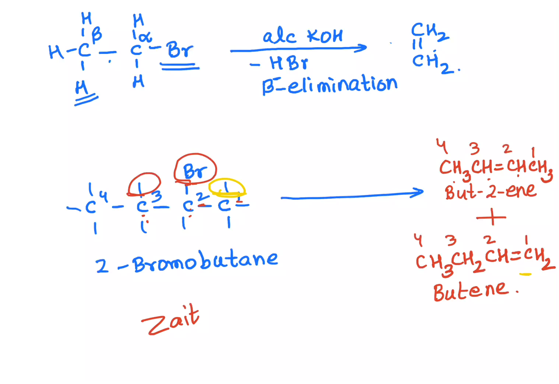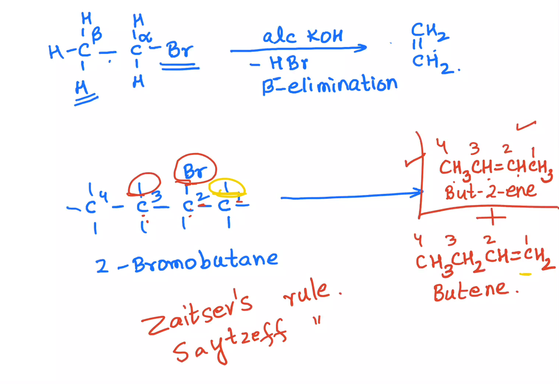Again, please close your eyes and try recalling the Zaitsev rule, which says that whenever you have a choice of the elimination products, it is always the more highly substituted one which will be formed in the major amount. Again, we have already discussed this in great detail under the heading alkenes, because this is a reaction which is used for the preparation of alkenes.